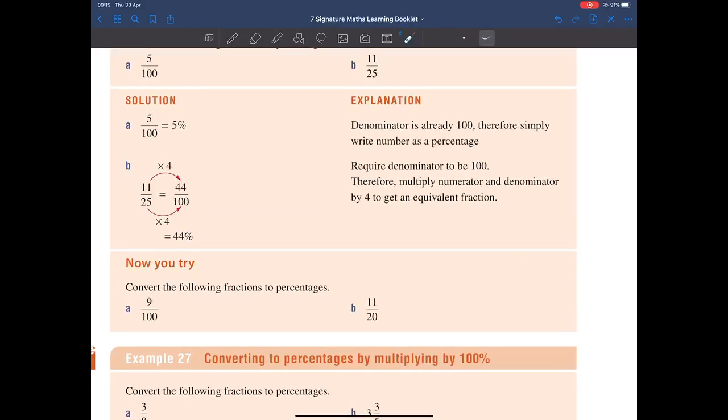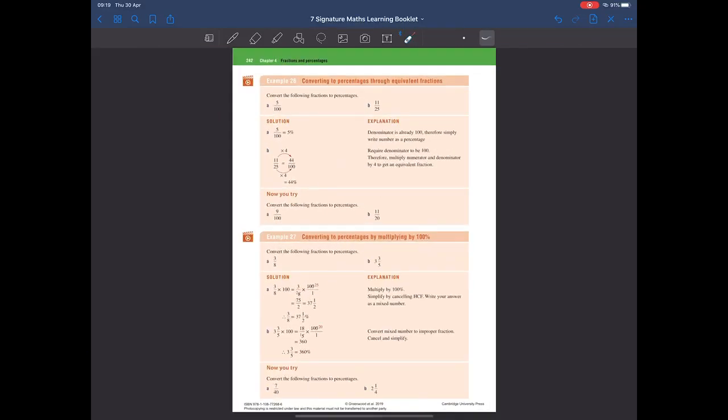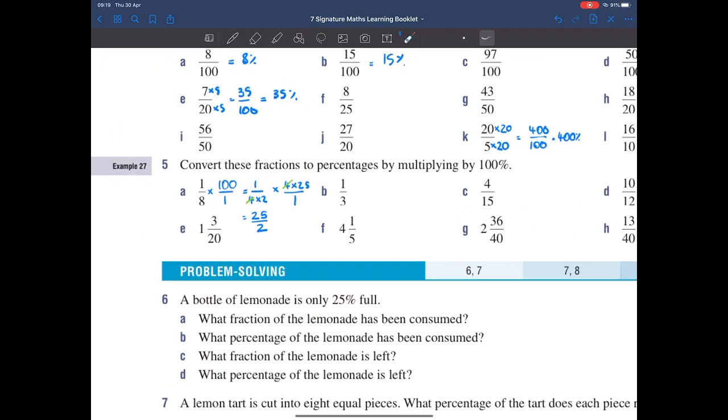Yep, the same strategy as before. They turn their denominator into 100, right? So in this example, when their denominator was 25, they multiplied by 4 to get to 100. The same strategy as before. So let's go ahead and do that.